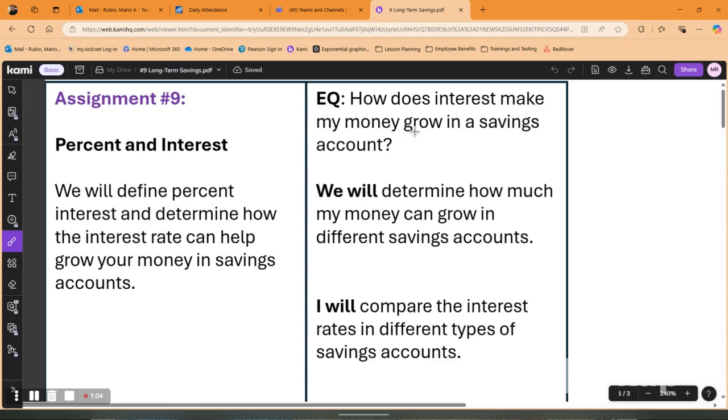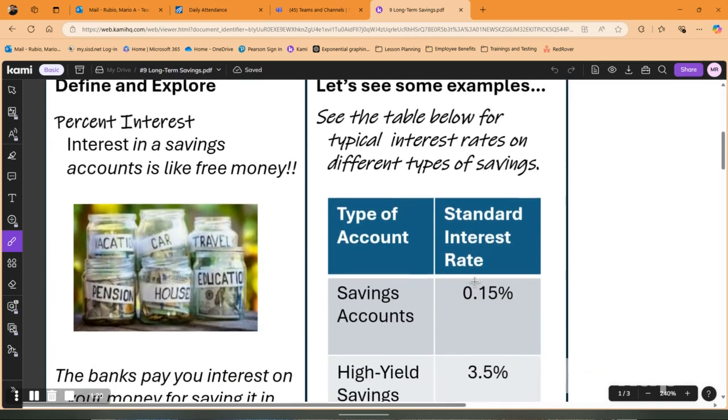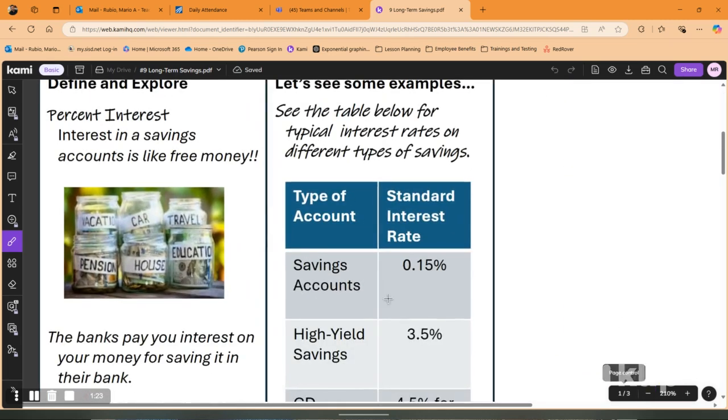The question we should ask ourselves is, how does interest make my money grow in a savings account? How does that work? We're going to figure that out today. We will determine how much my money can grow in different savings accounts, and you all will compare the interest rates in different types of savings accounts. So let's define and explore a little bit. The first step is to understand, what is interest in a savings account? It's like free money.